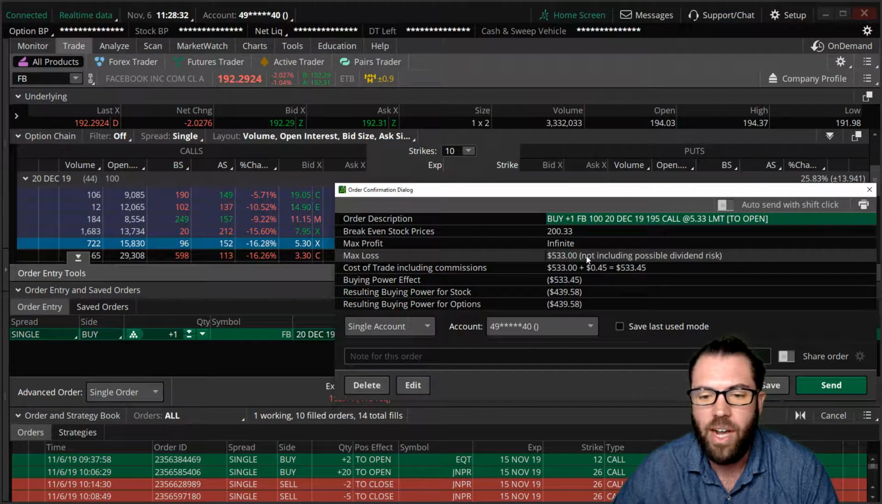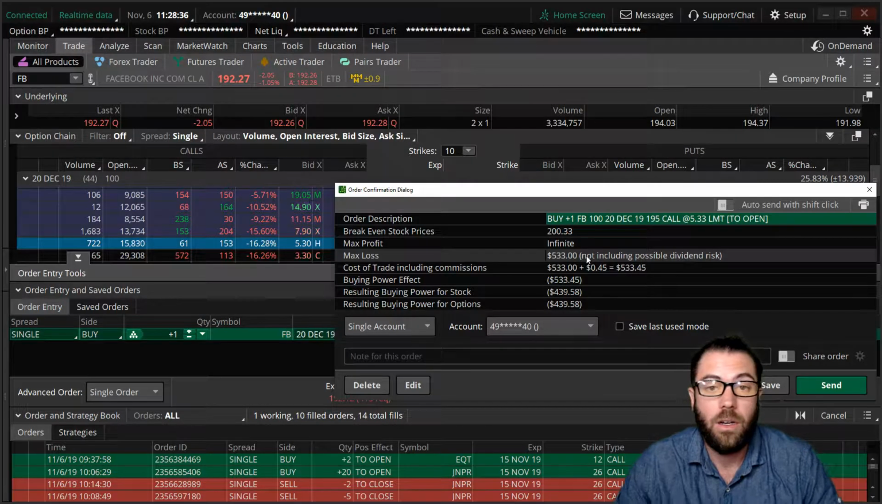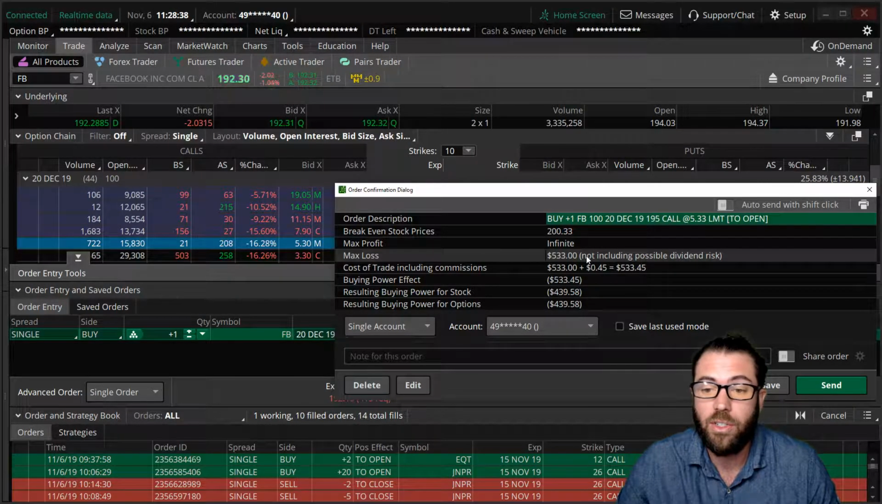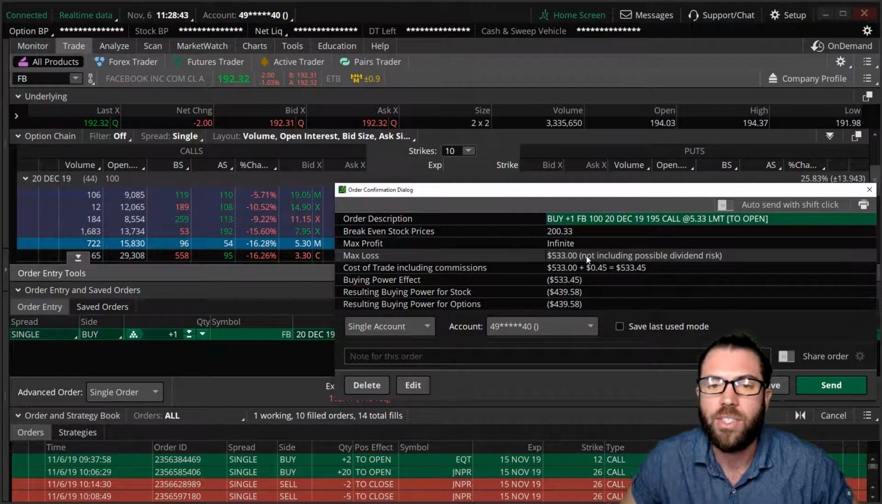One contract at 533, so 533 bucks. My max gain, well, if Facebook goes to, let's say, 205, these options go to 10 bucks, and I have all the way to December. I love it.